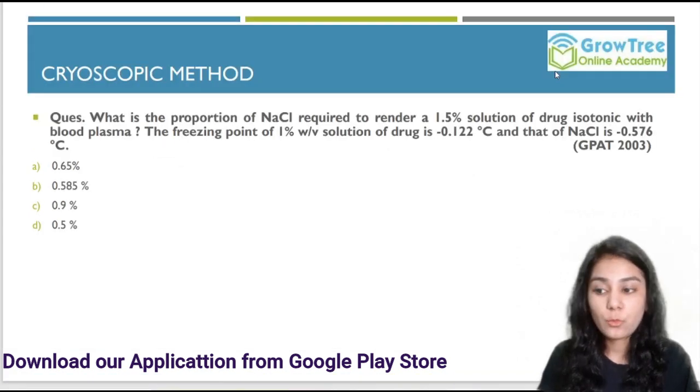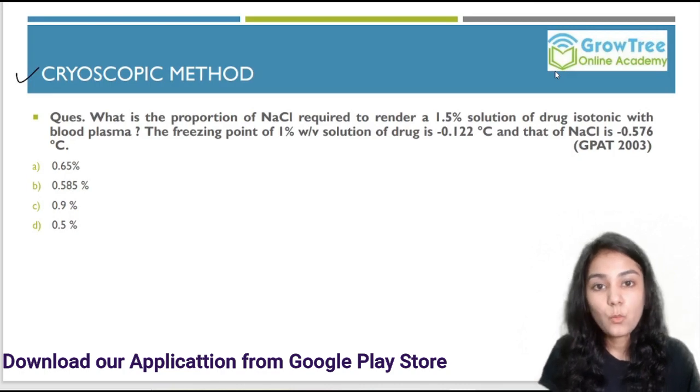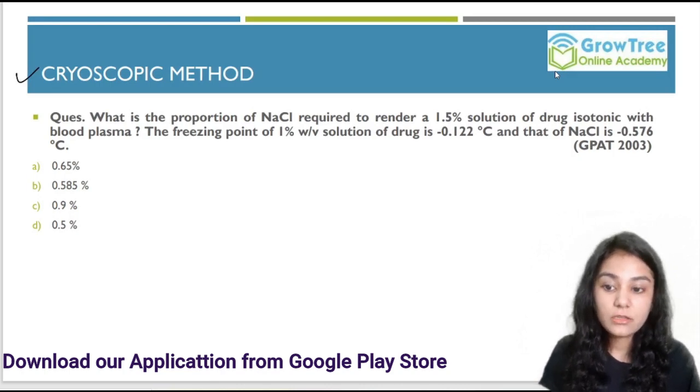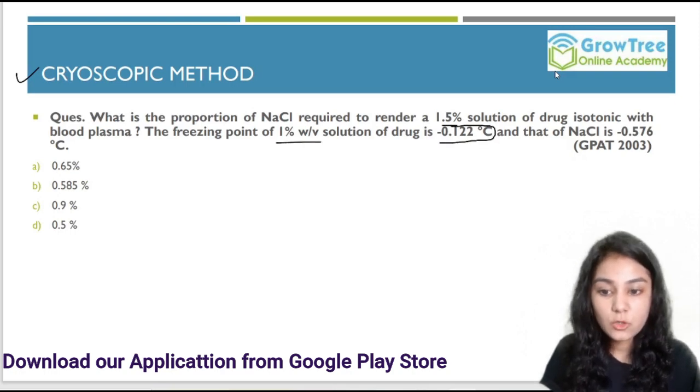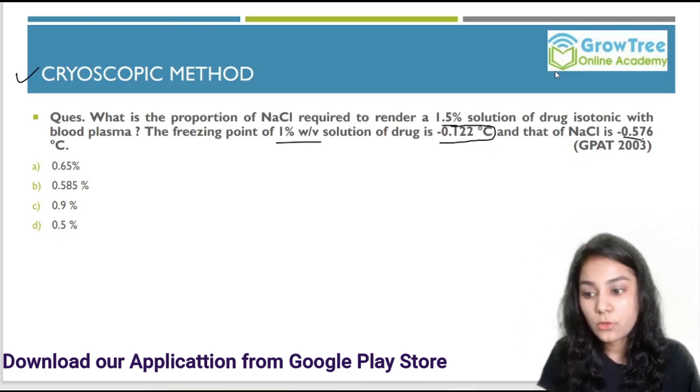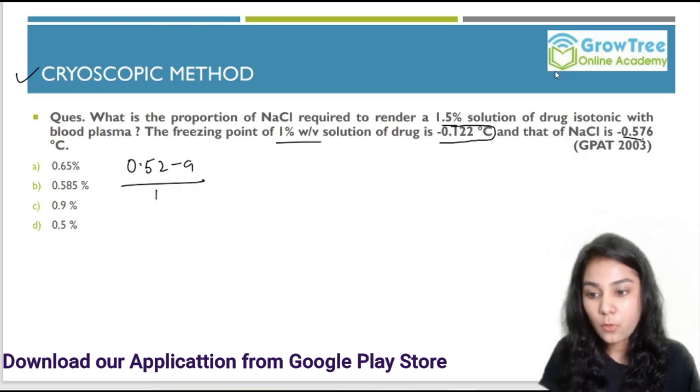Let's discuss one more question which is related to the cryoscopic method, and it is slightly different from the previous one. The question says, what is the proportion of NaCl required to render 1.5% solution of drug isotonic with blood plasma? We are given that the freezing point of 1% weight by volume solution of drug is minus 0.122 degree and that of NaCl is minus 0.576 degree. We are going to solve this question with the same formula, that is 0.52 minus A upon B.